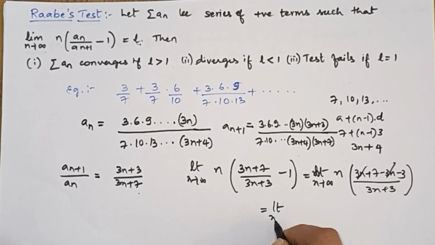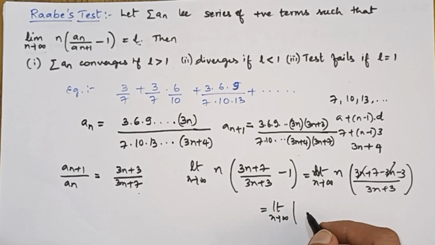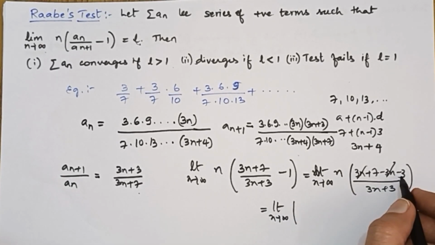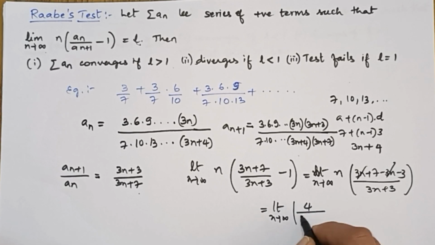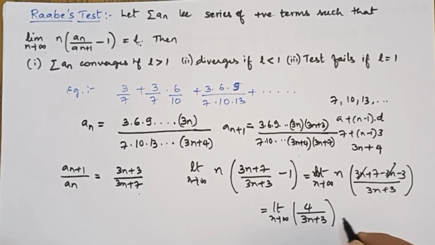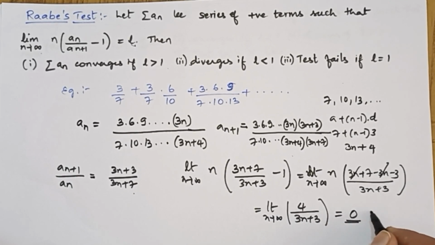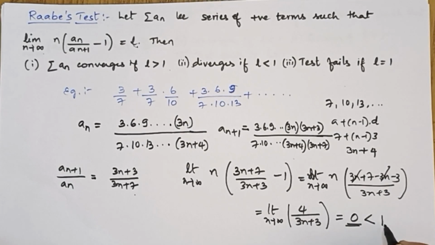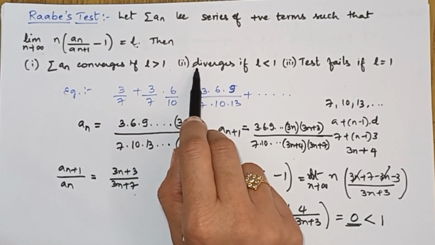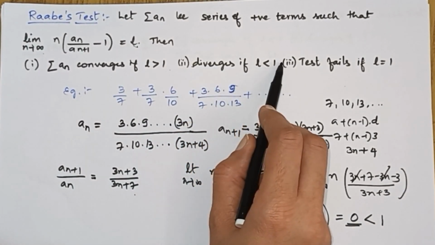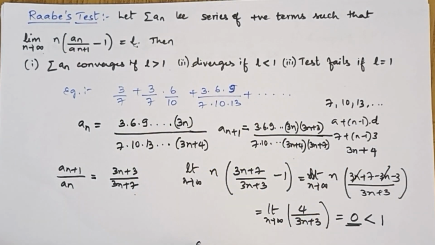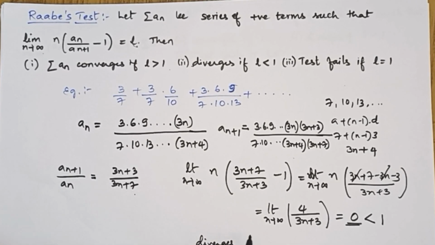Limit n tends to infinity. This gives you 7 minus 3, which is 4. So 4 divided by 3n plus 3. As n tends to infinity, this value becomes 4 by infinity, which is equal to 0. Now this 0 is less than 1. Therefore, as per the condition, diverges if L is less than 1, the given series diverges. This is how we apply Raabe's test to check the convergence of the given series.